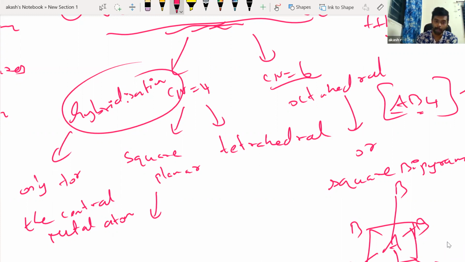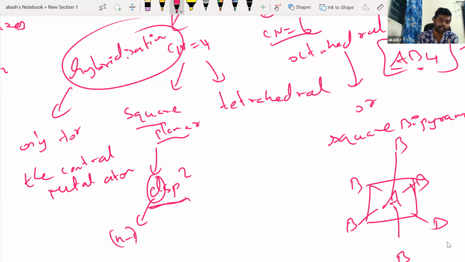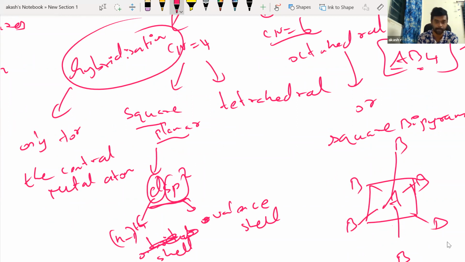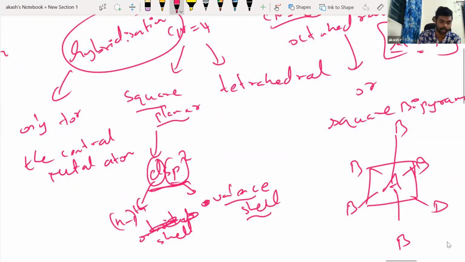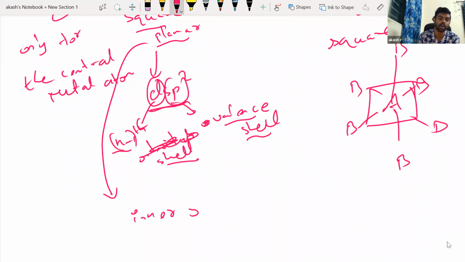Whenever you have square planar complexes, the hybridization should be dsp2. Whenever you have dsp2 hybridization, the complex will be a square planar complex. The d comes from the (n-1)th orbital, and the s and p come from the valence shell. Instead of orbital, you can write the (n-1)th shell, that is the penultimate shell, and the s and p come from the valence shell. Also, since we are using the (n-1)th, that is the inner shell, these kinds of square planar complexes can also be called inner orbital complexes.